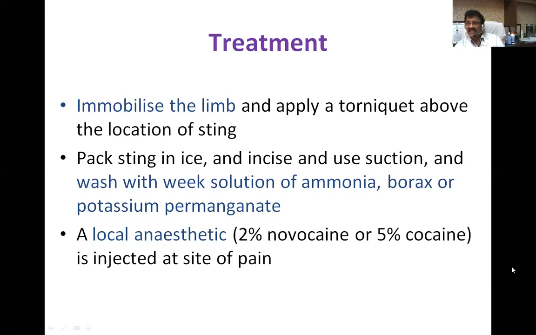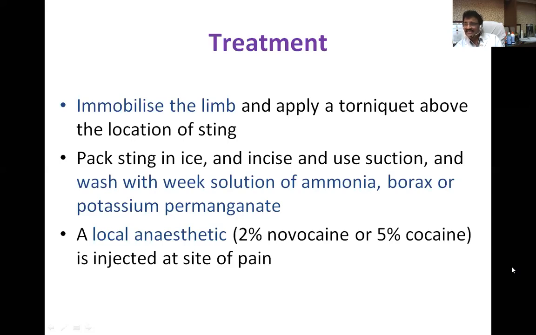Now we have to manage the bite and treat it appropriately. In this case, we have to immobilize the limb. Similarly, how we do it in a snake bite, we have to do the same thing in the scorpion bite. You have to immobilize the limb and apply a tourniquet above the location of the sting to avoid further spread of the venom in the body. And you have to pack the sting in ice and incise and use suction to try to take out the venom from the site where it has bitten, and wash it with a weak solution of ammonia, borax or potassium permanganate to cleanse it.